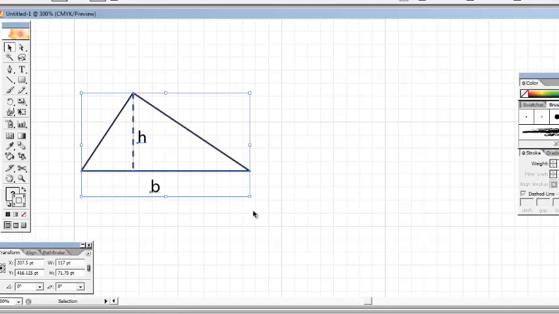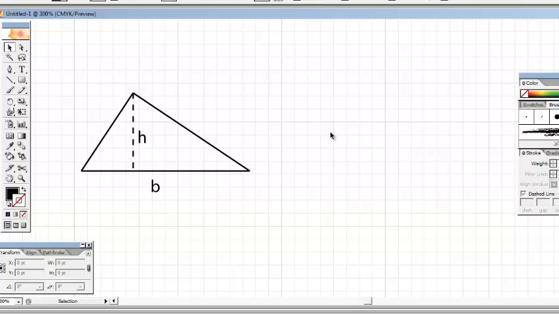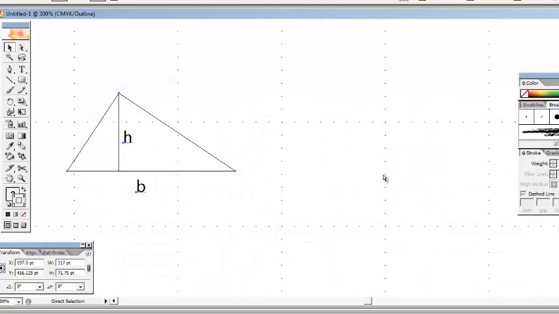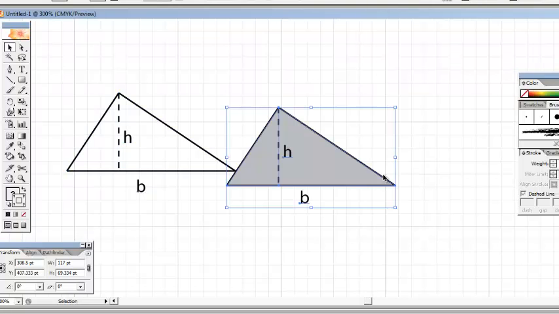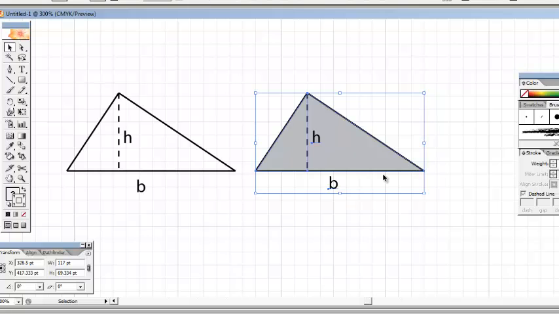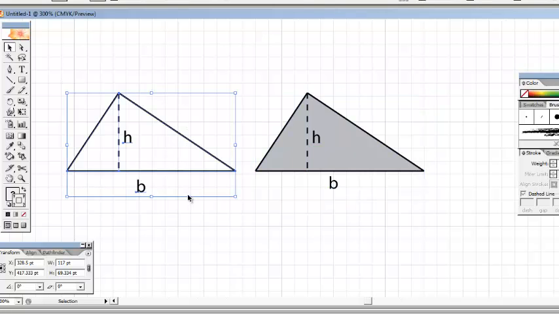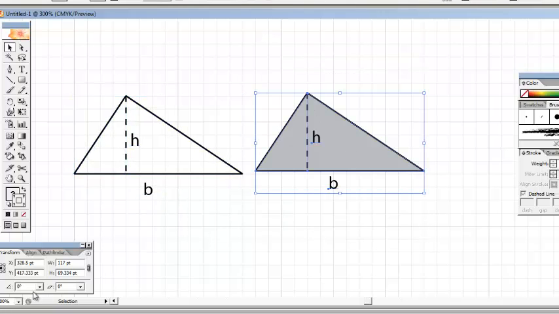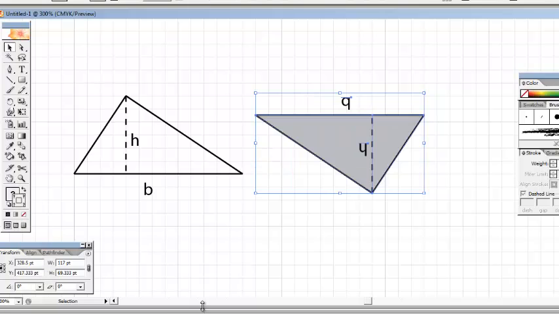Here's a nice triangle, nothing wrong with this. Here's the trick. I want to know what the area of this triangle is. First thing I do, I make an exact copy of it. Bang! There's an exact copy of it in a slightly different color. What I do is I take the second triangle and I rotate it 180 degrees.